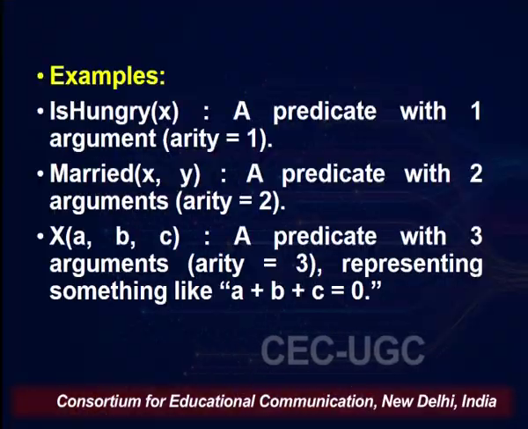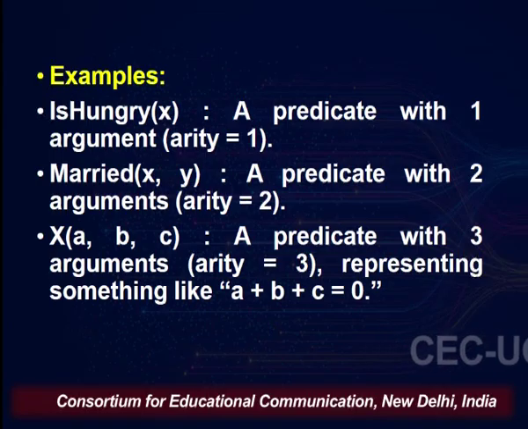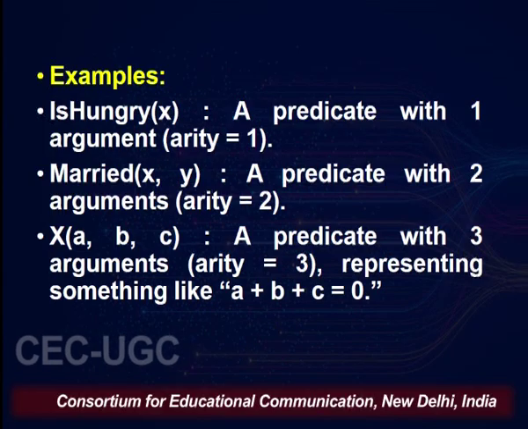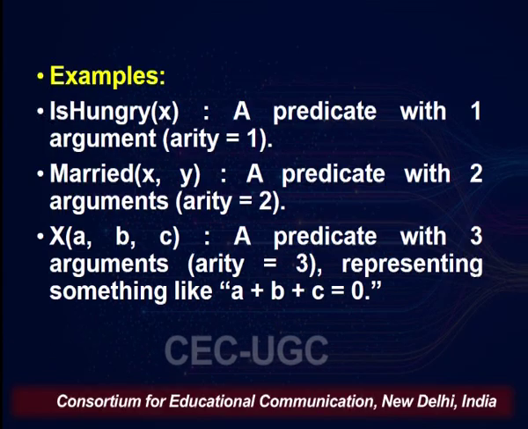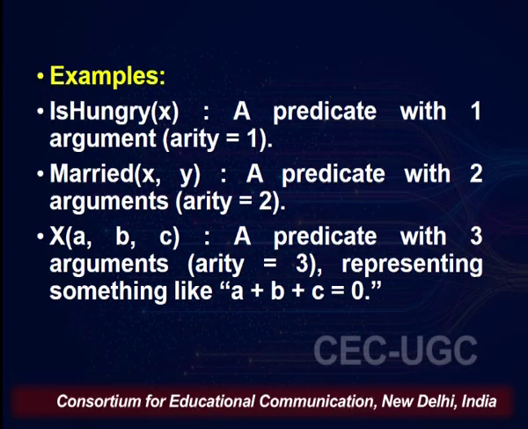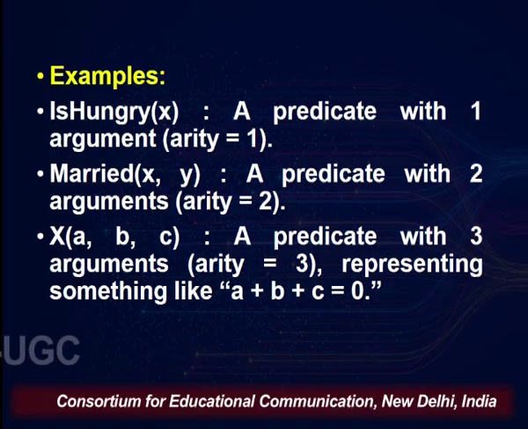With these arguments we have one concept which is known as arity. Arity of a predicate refers to the number of arguments it takes. So, for example, is hungry X is a predicate with one argument, so the arity of this is 1, and married X comma Y is a predicate with two arguments, so arity is 2.